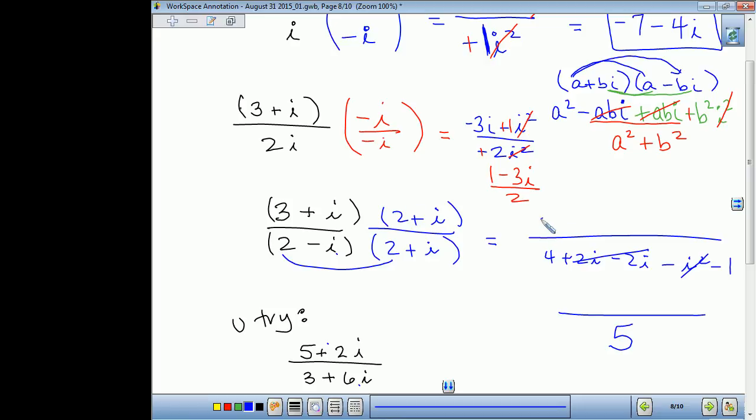In the numerator, it's not going to happen so nicely. The imaginary numbers are still there, but it's okay to have one in the numerator, just like it was all right to have a radical in the numerator. This i squared is actually negative 1. So this leaves me 5 plus 5i. Because the denominator divides into both of them, 5 goes into 5 one time, 5 goes into 5 one time. My answer is 1 plus i.